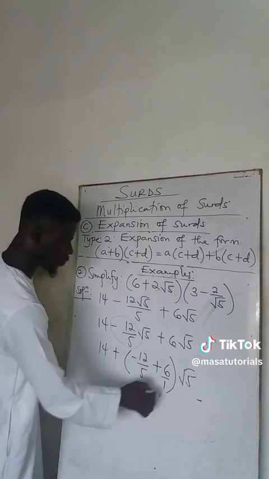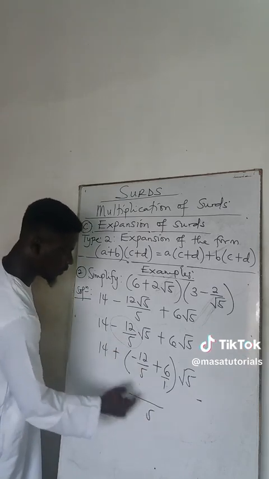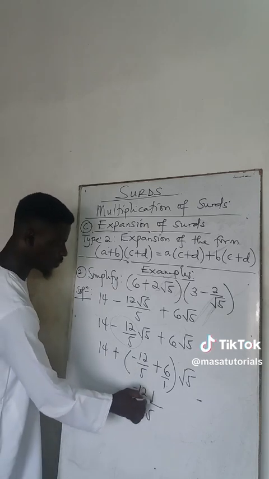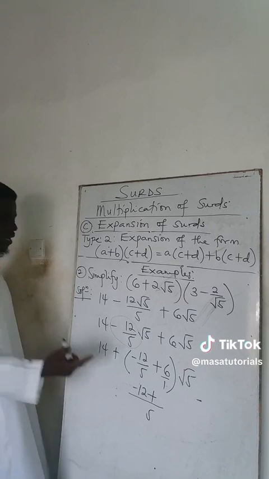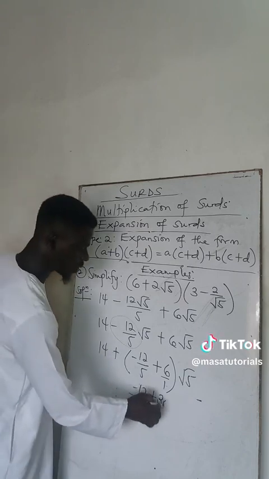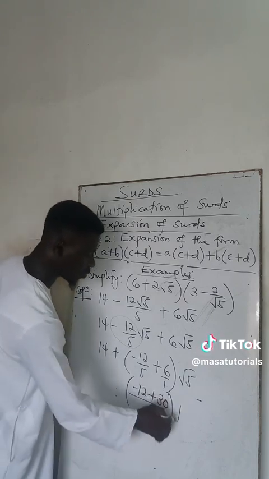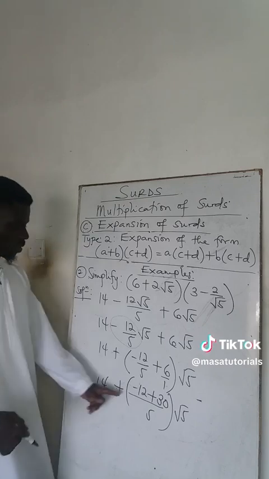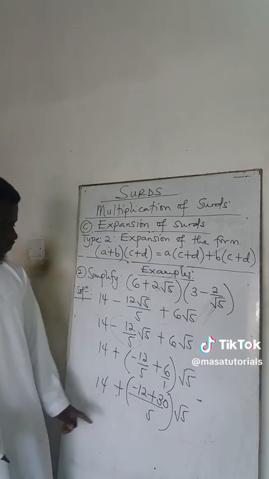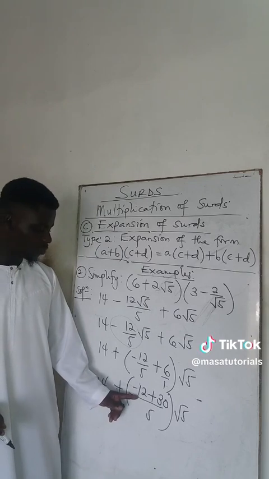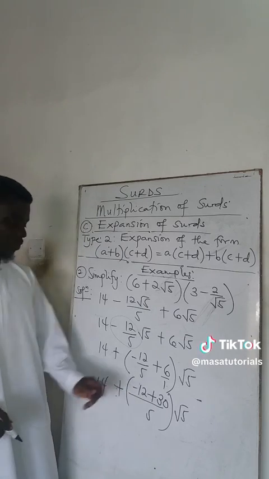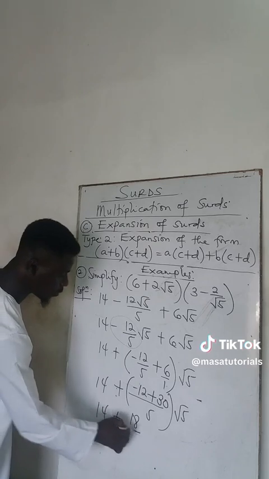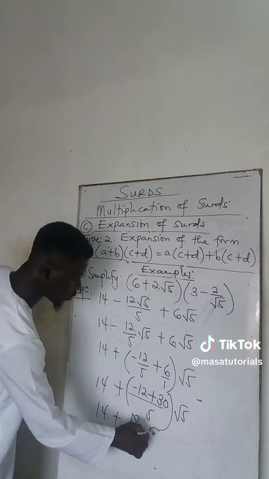Now this is out of 1. So we get 5. 5 we're going to 5. 1 times negative 12 is negative 12. Plus 1 we're going to 5. 5 times 6 will be 30. Then still square root of 5 plus 14. Negative 12 plus 30. That means we get what? 18. That's positive 18. So 14 plus 18 over 5 and square root of 5.